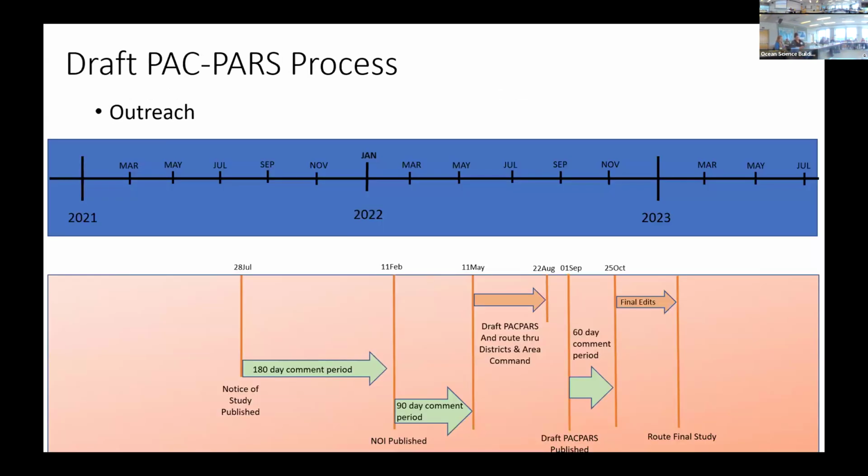Just a quick look at the timeline as discussed. The notice of study was published in July of 2021, and then we ended up doing a total of 270 days of public comment with the California NOI included at the end. And then we utilized the next year or so to conduct the PAC-PAR study to analyze that data and to also review the comments and to conduct a lot of public outreach, where we were going out and having formal public meetings and receiving comments in addition to what we were accepting on the Federal Register.